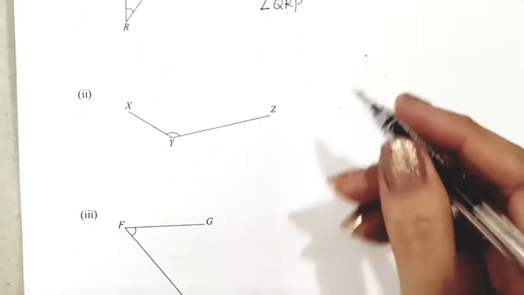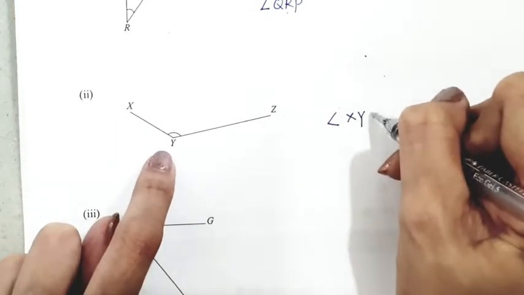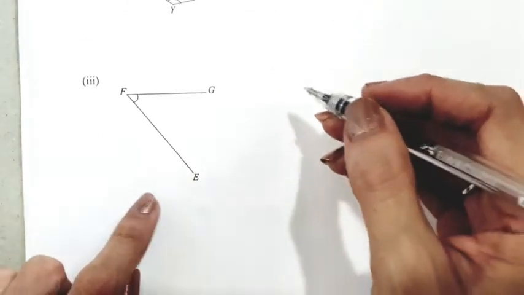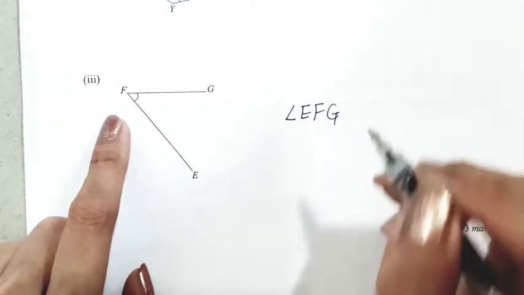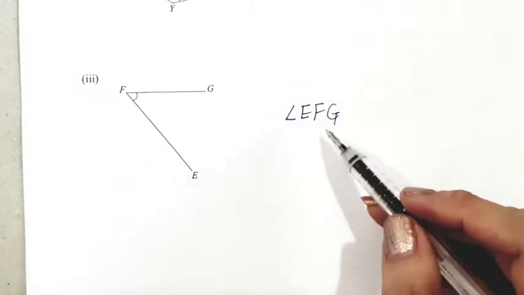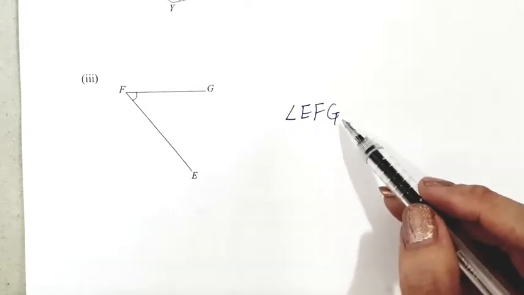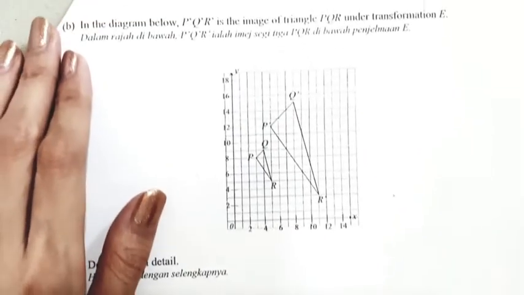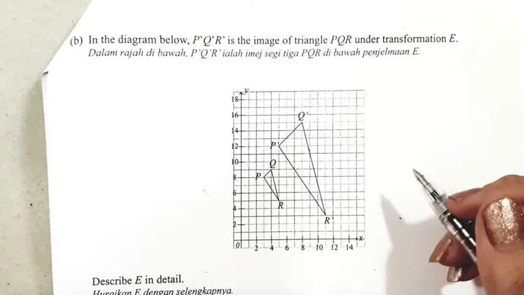So part 2, the angle will be XYZ. Next, this angle will be angle EFG. I have the habit of writing in alphabetical order, but if you write angle GFE, it is acceptable as well. So this question, 3 marks. That's how you get the 3 marks. Normally A questions are all very simple. They test you on your basic concept of the topic.